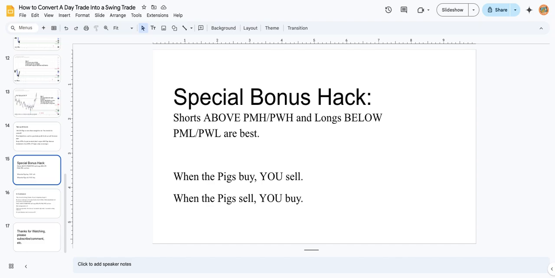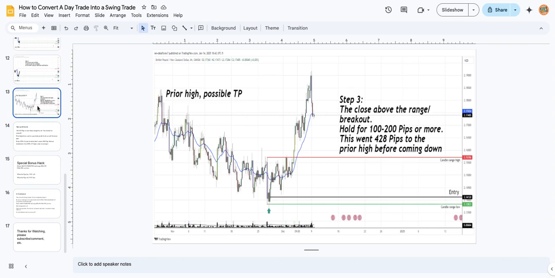The special bonus hack that I did promise near the end of the video was this. If you go short above the prior month high or the prior week high, or if you take it long below the prior month low or prior week low levels, those are going to be the best, okay? Because there are oftentimes people that sell at lows and buy at highs. We want to do the opposite. So when the pigs are buying, you want to be selling. When the pigs are selling, you want to be buying.